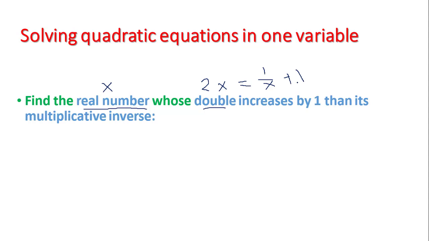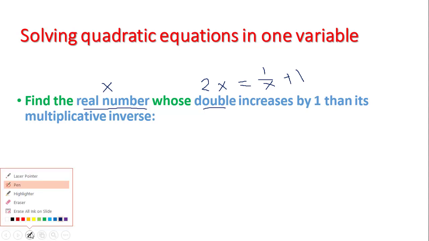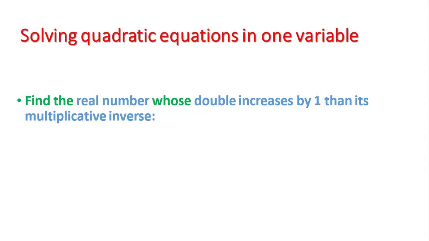Let's try to solve this equation to find the numbers. Here we have the real number. I'll let this real number be x. The double of this number, 2x, increases by 1, then its multiplicative inverse, 1 over x plus 1. So the equation will be 2x equals 1 over x plus 1.